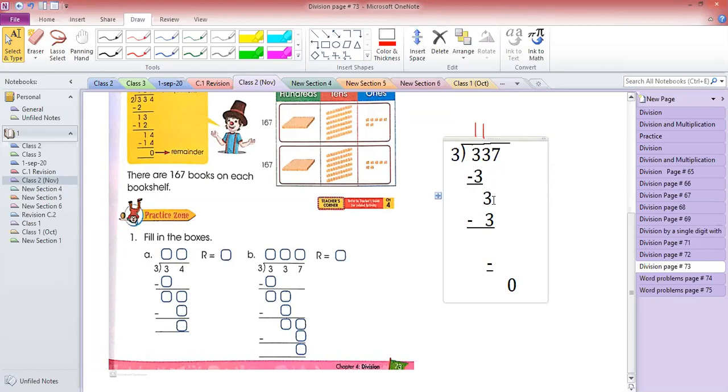Now, do subtraction. 3 minus 3 equals to 0. Right? Put the 7 down. Don't need to write the 0. Put the 7 down. You can write 0 even if you want. Yes, 3 minus 3 equals to 0.